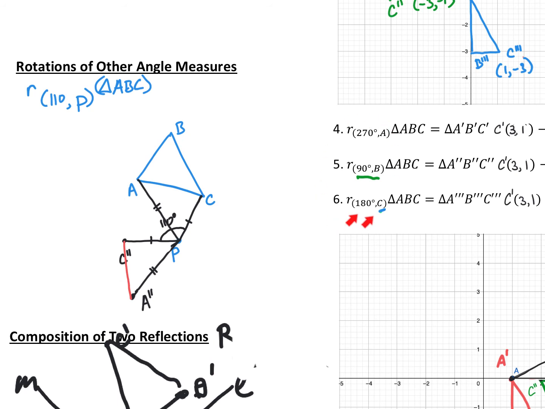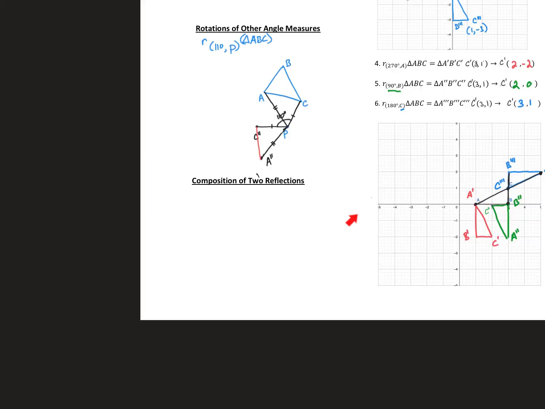one of these angles, multiples of 90, right? Doing multiples of 90 on a grid makes it a lot easier than going with an angle measure that's not a multiple of 90. Okay, one last thing I want to show you here is what happens if I do a composition of two reflections, right? Now I'm back on reflections here, but there's a reason. Because two reflections will give me a rotation. So composition of two reflections is going to give me a rotation.